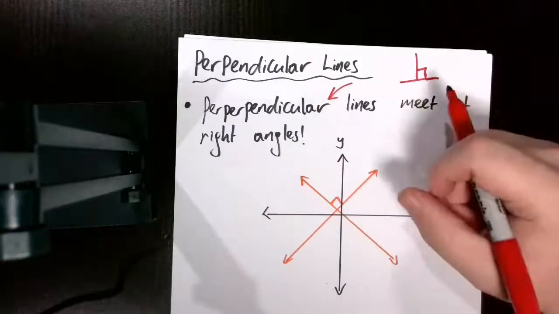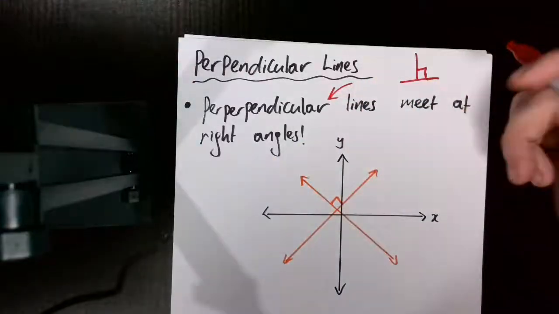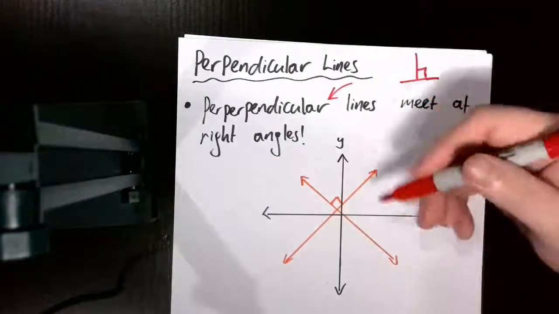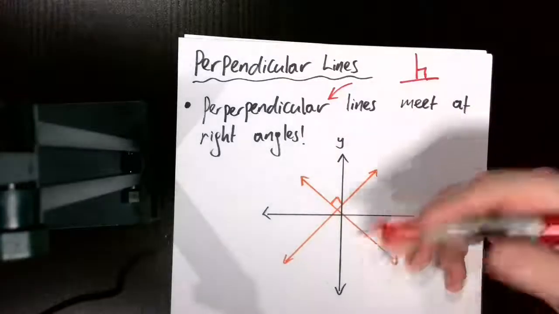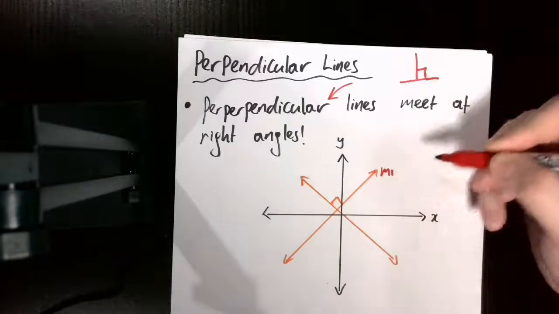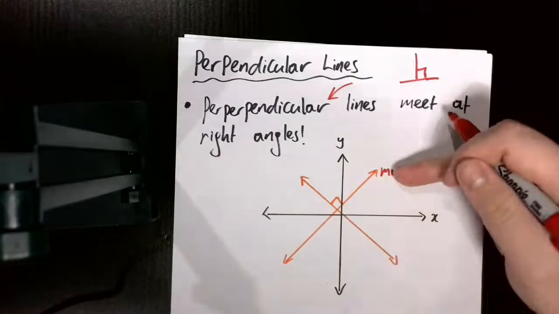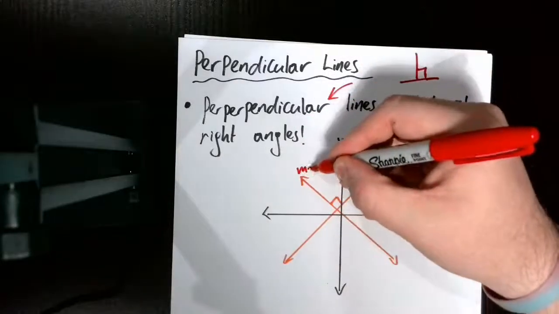If you think back to our last video, parallel lines never met. That was interesting when we thought about their gradients. So let's have a little bit of a chat about the gradients of perpendicular lines. This is line 1 over here. We're going to say this has gradient M1, M for gradient. And this is our second line, line 2.